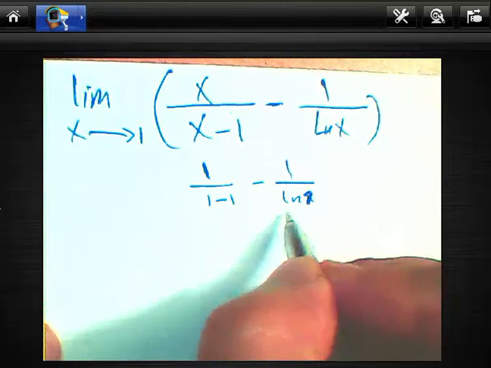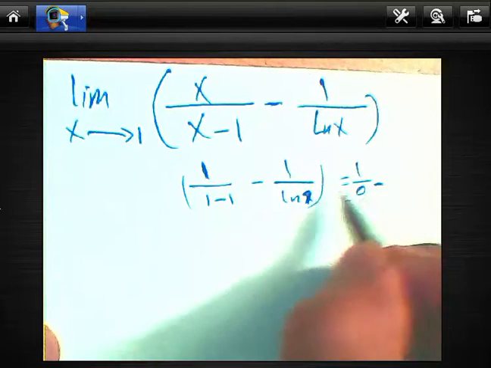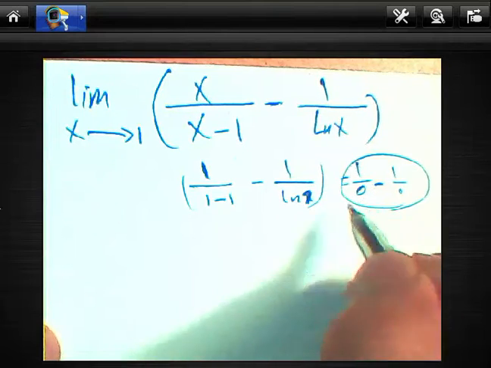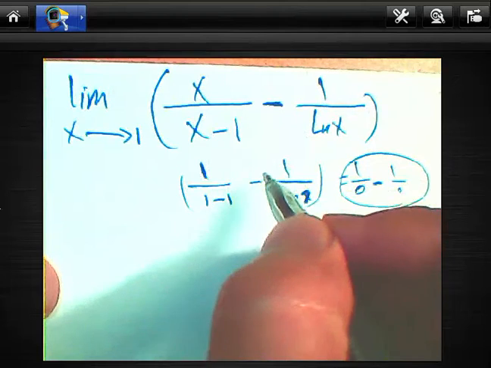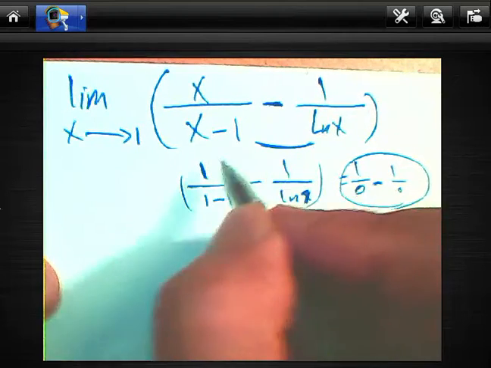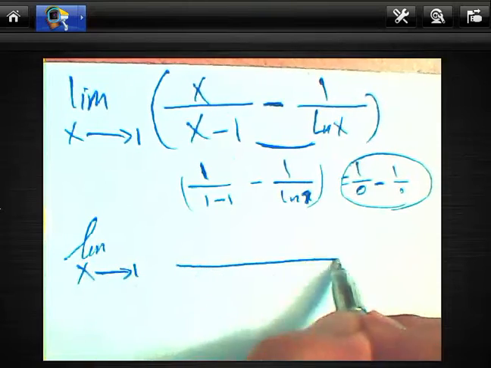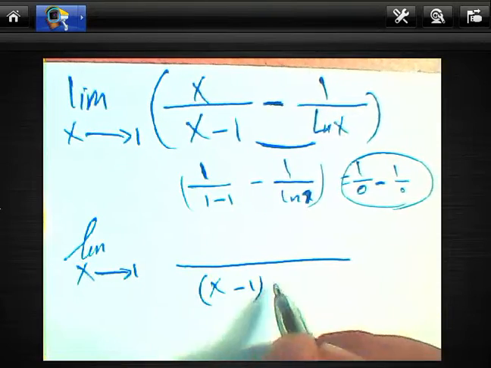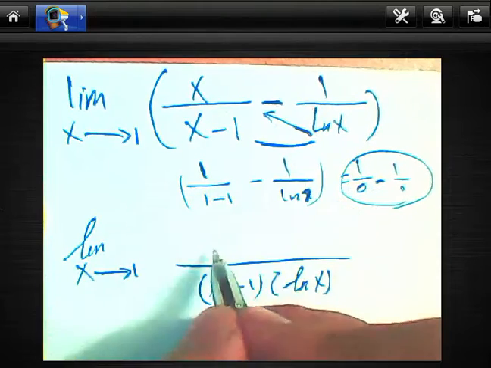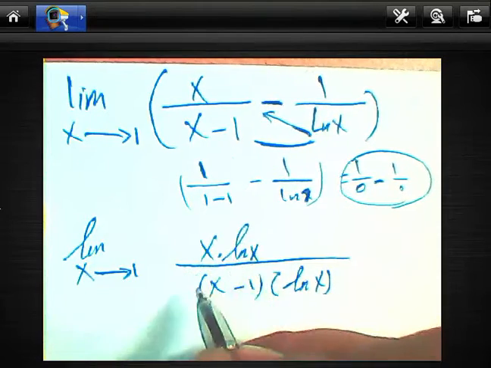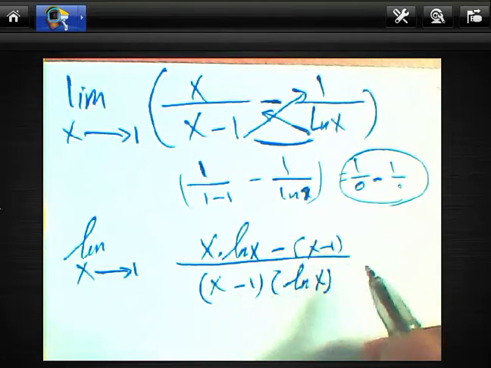The result will be undefined, because 1 over 0 is undefined, and here also 1 over 0 is undefined. So we must use a rule for this example. We use the product of extremes equals the product of means, and we find the least common multiple of the two denominators. So we can write the limit as x approaches 1 of x minus 1 multiplied by ln of x, and ln of x multiplied by x. The result will be x multiplied by ln of x, minus x minus 1 multiplied by 1, which gives x minus 1.